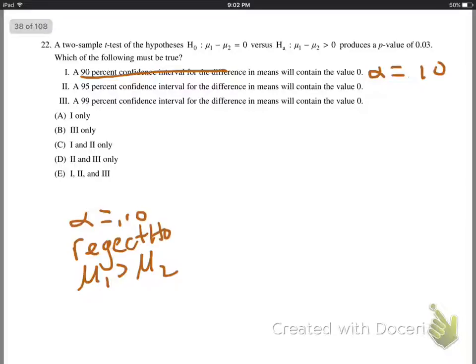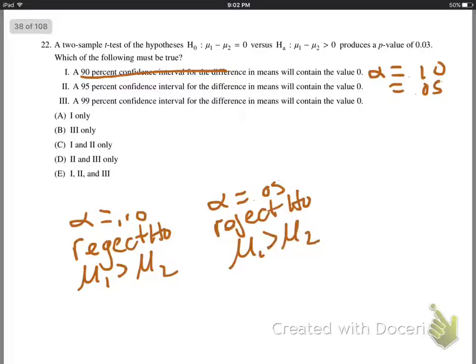Okay, now 95% alpha is equal to 0.05. So if I have alpha is equal to 0.05, again I'm going to reject H0, right, because my p-value is 0.03. So I'm going to reject my H0, and the same thing, mu1 is greater than mu2. Okay, let's go to 99%, and there alpha is equal to 0.01. So if alpha is equal to 0.01, and I have a p-value of 0.03, I'm going to fail to reject.